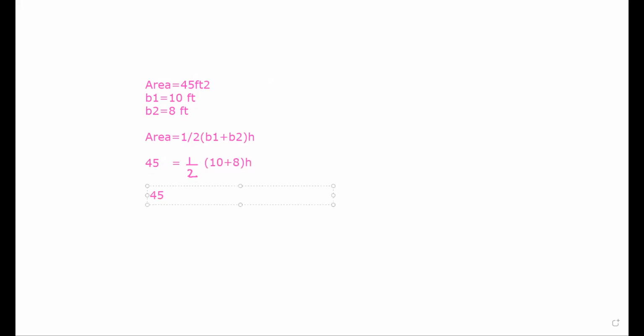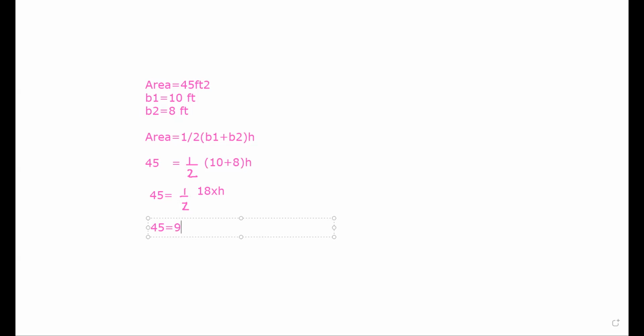Now come down: 45 equals half, and I'm writing half this way so that you don't get confused. Now add them. 10 plus 8 is 18, and of course times H, 18H. Now what is 18 divided by 2? Remember here it is times. It's 9. I didn't say 18 multiplied by 2, I said when you divide 18 into two parts.